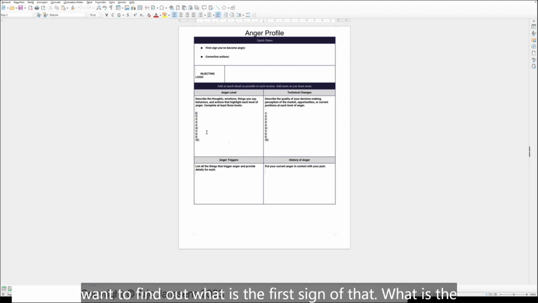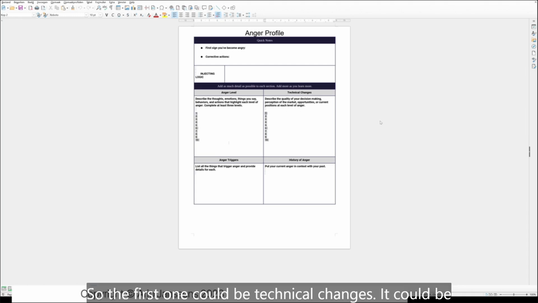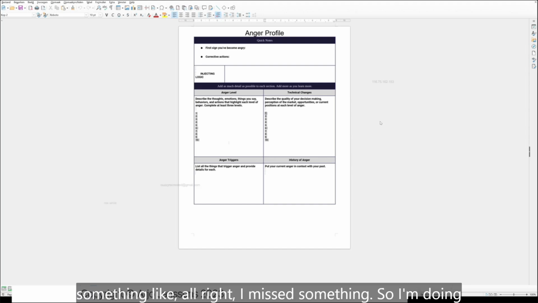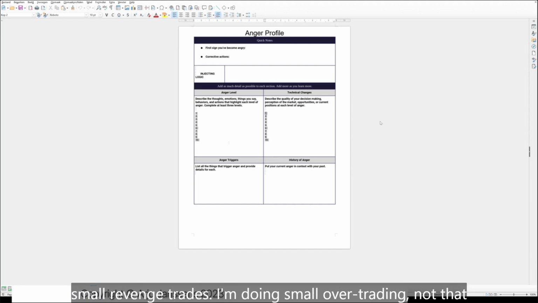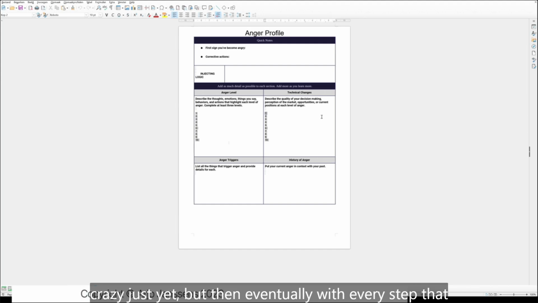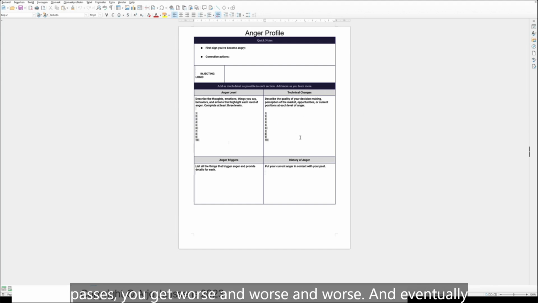So we want to find out what is the first sign of that. What is the first sign? Then on the technical side, describe the quality of your decision-making, perception of the market opportunities or current positions at each level of anger. So the first one could be technical changes. It could be something like, all right, I missed something, so I'm doing small revenge trades. I'm doing small over trading, not that crazy just yet, but then eventually with every step that passes, you get worse and worse and worse, and eventually you blow that account.